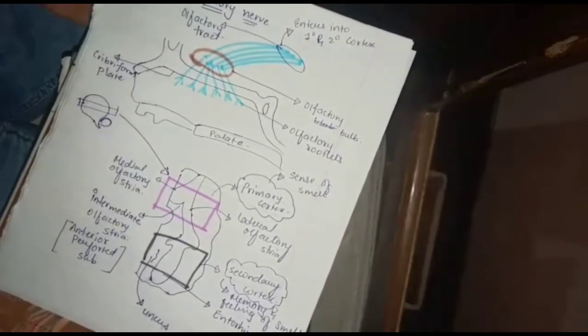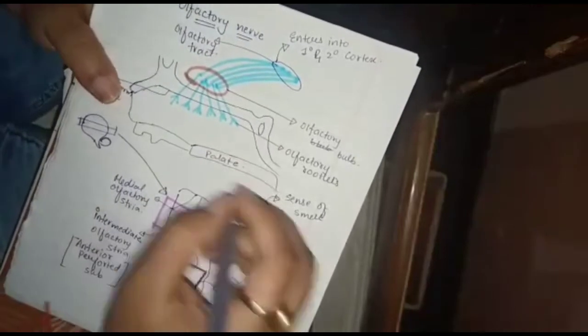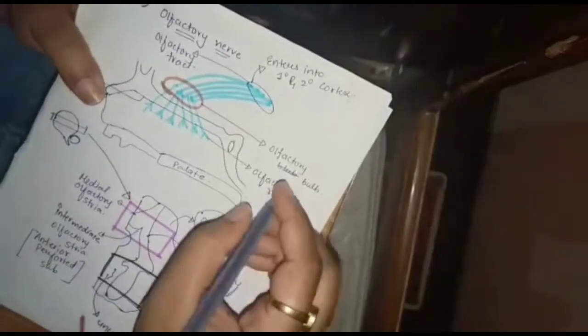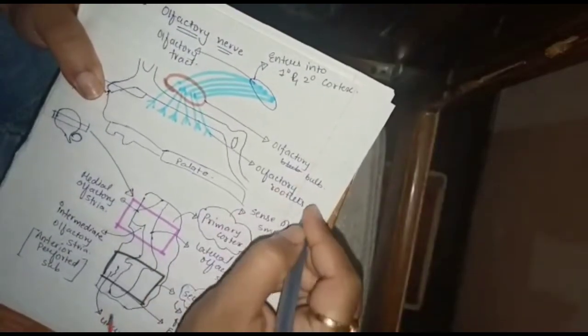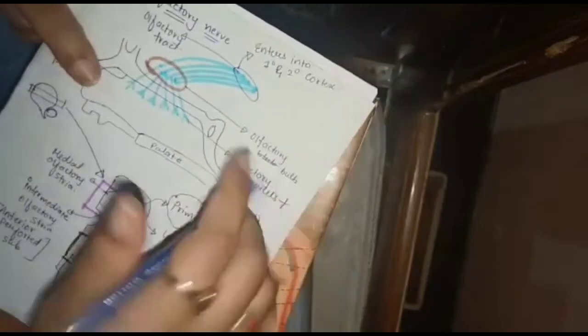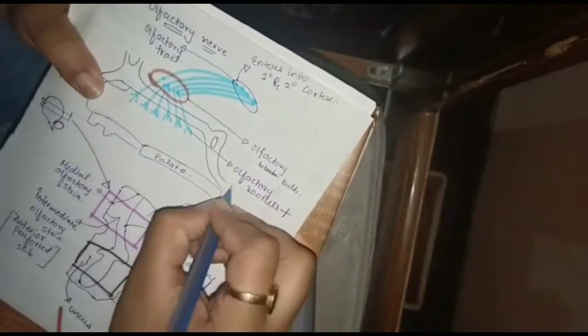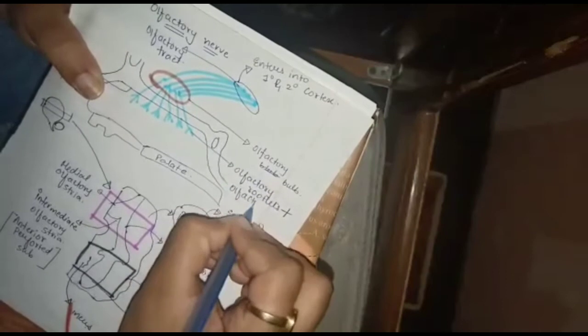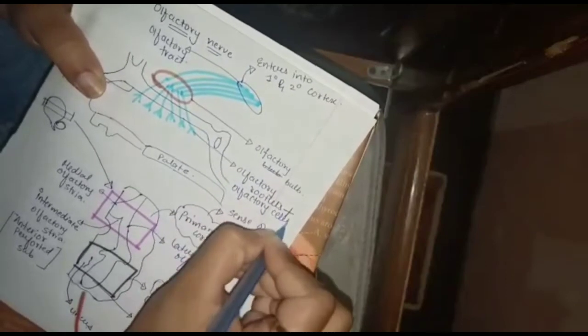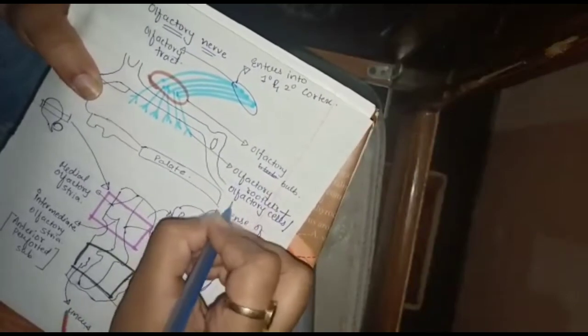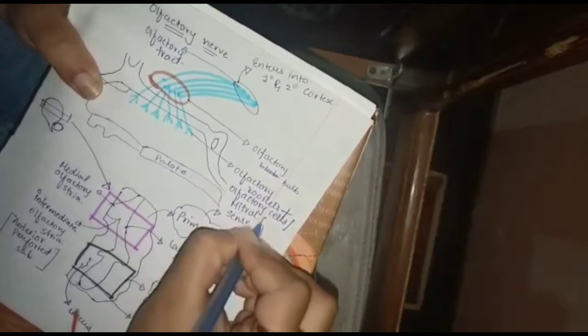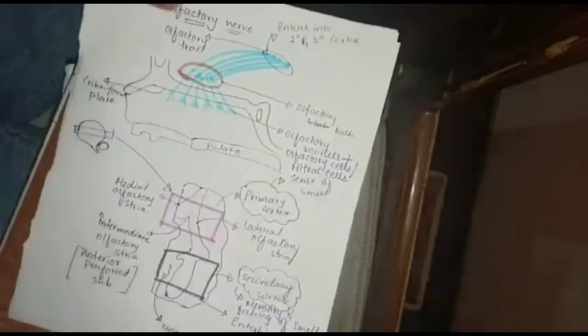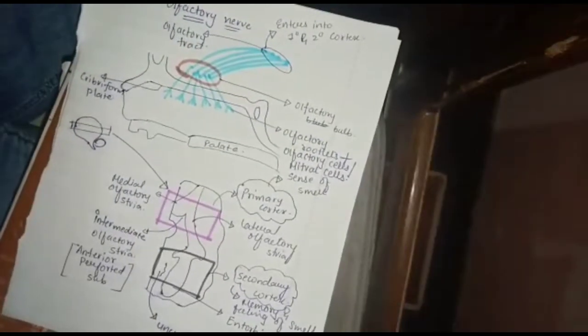One more thing: these rootlets also contain cells. The cells are known as olfactory cells, or you can say mitral cells. So this is all about the olfactory nerve.